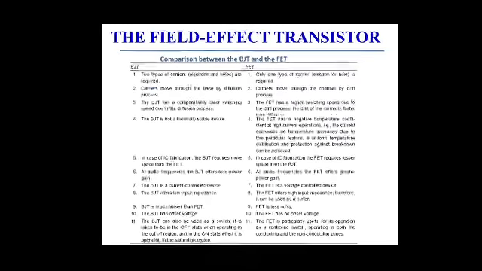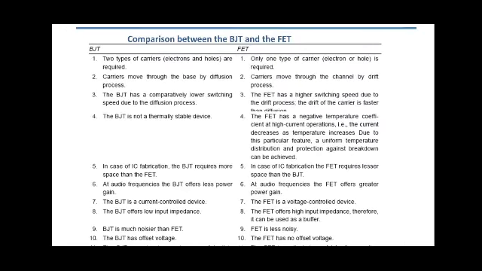A BJT has two types of carriers. As I said, in a BJT you have both electrons and holes. Both majority and minority carriers participate in current conduction. That is the difference based on charge carriers. In a BJT you will have both electrons and holes participating in current conduction. It might be a PNP or NPN BJT.